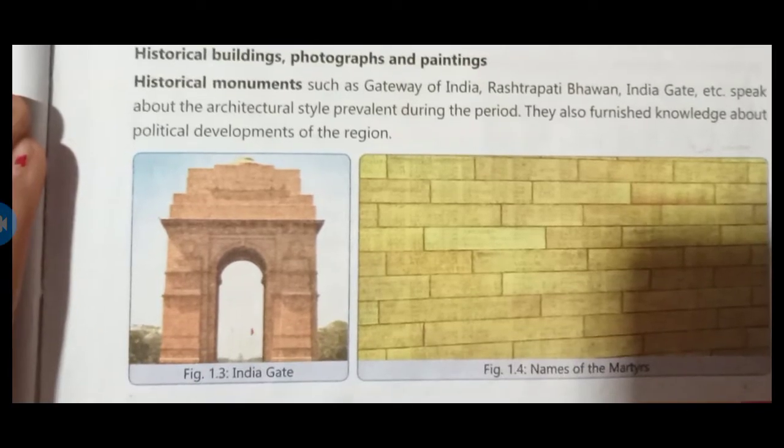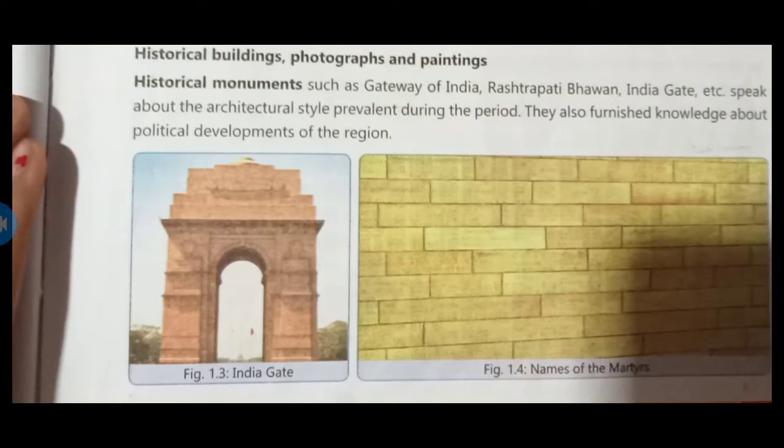Now see, historical monuments we will study, historical buildings, photographs and paintings. Historical monuments such as Gateway of India, Rashtrapati Bhavan, India Gate, etc. They speak about the architectural style prevalent during the period. They furnish knowledge about the political development of the region. From these historical monuments, we get how much development happened in the modern period from the medieval period, how the architecture style improved and how this style became prevalent during that period.